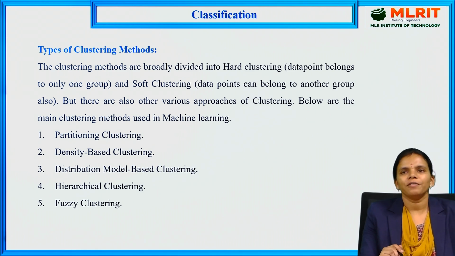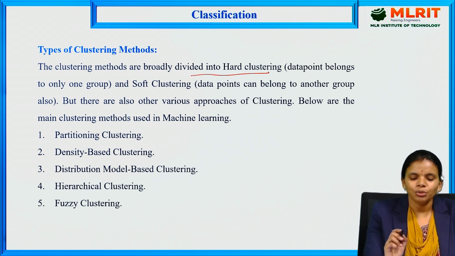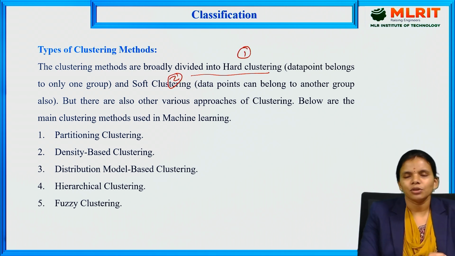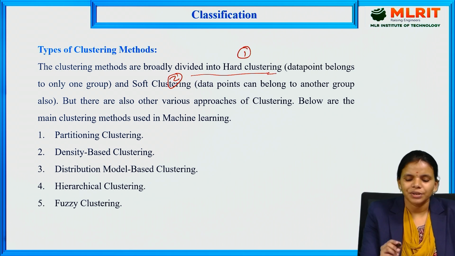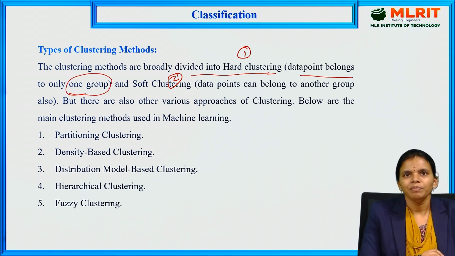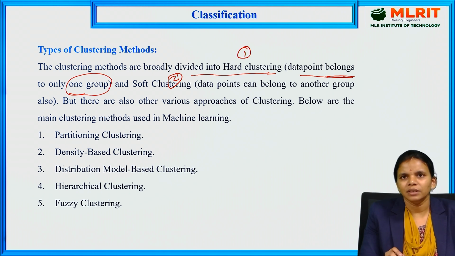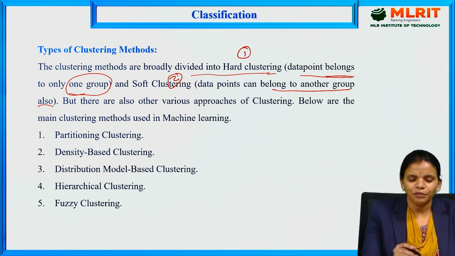So, types of clustering methods. Usually clustering methods are divided into two types. The first one is hard clustering and the second one is soft clustering. Hard clustering means the data points present in the data set belong to only one group. And soft clustering means the data points present in the data set can belong to another group also. This is the difference between hard clustering and soft clustering.